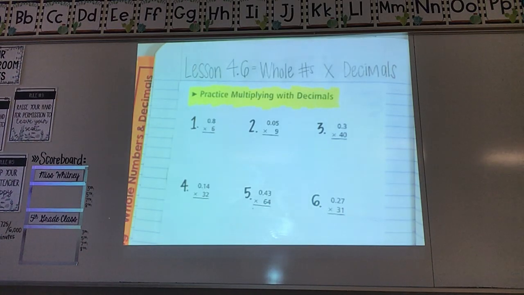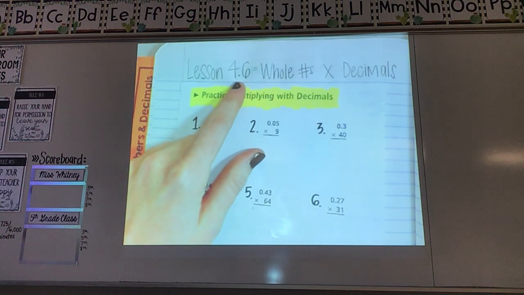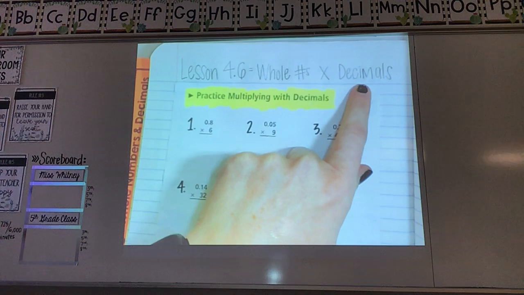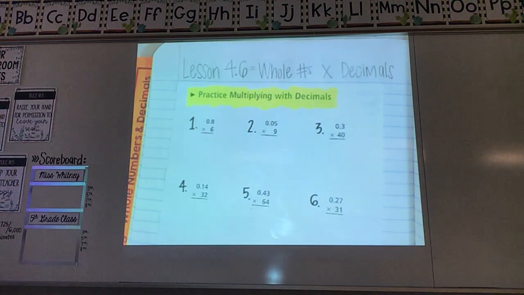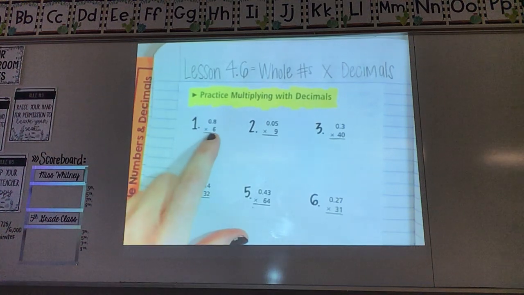Hi, fifth grade. Today's math lesson is lesson 4.6, and today we are learning how to multiply whole numbers times decimals. So we're going to be doing multiplication again today, but you're going to see some decimals in there. And we're just going to start right in with number 1, and you're going to get the hang of it pretty quickly. So number 1 says 0.8 times 6.